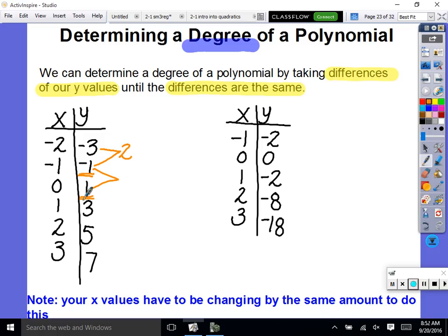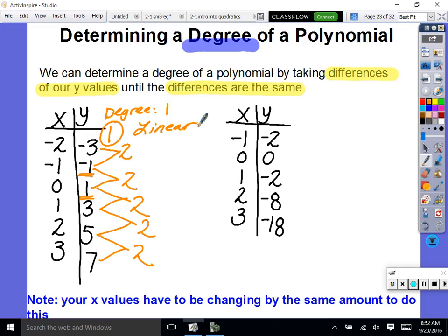You have to do this y value minus the y value that comes before it. 1 minus -1, be very careful. That's why these are hard for people, because people make errors with subtraction. Guys, it's 1 minus -1. 2, awesome. 3 minus 1 is 2. 5 minus 3 is 2. 7 minus 5 is 2. So we took differences the first time and got something the same, correct? So this would be considered degree 1. Whenever the differences are the same, that's when you know that that's the degree. So this is degree 1, so this is linear.